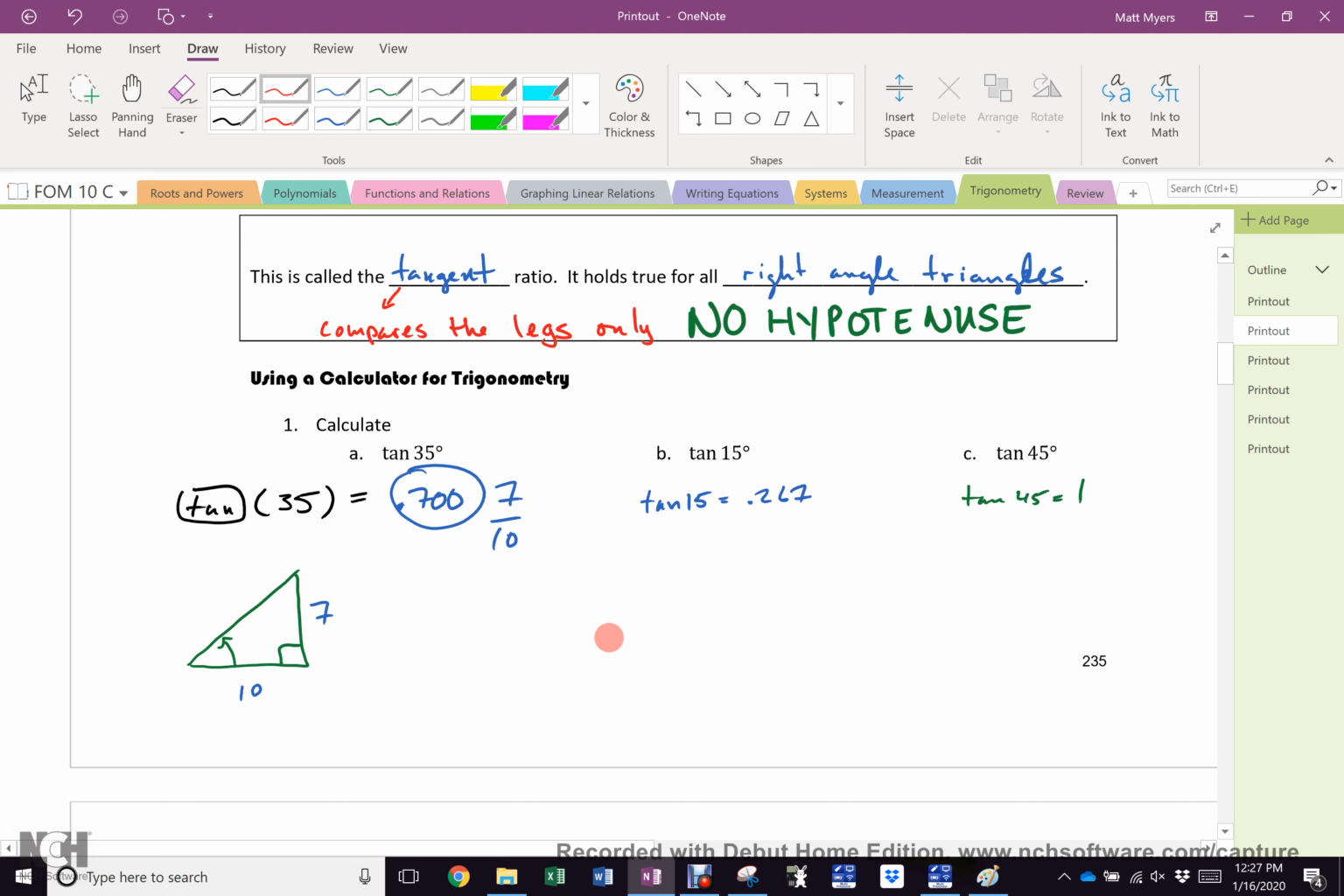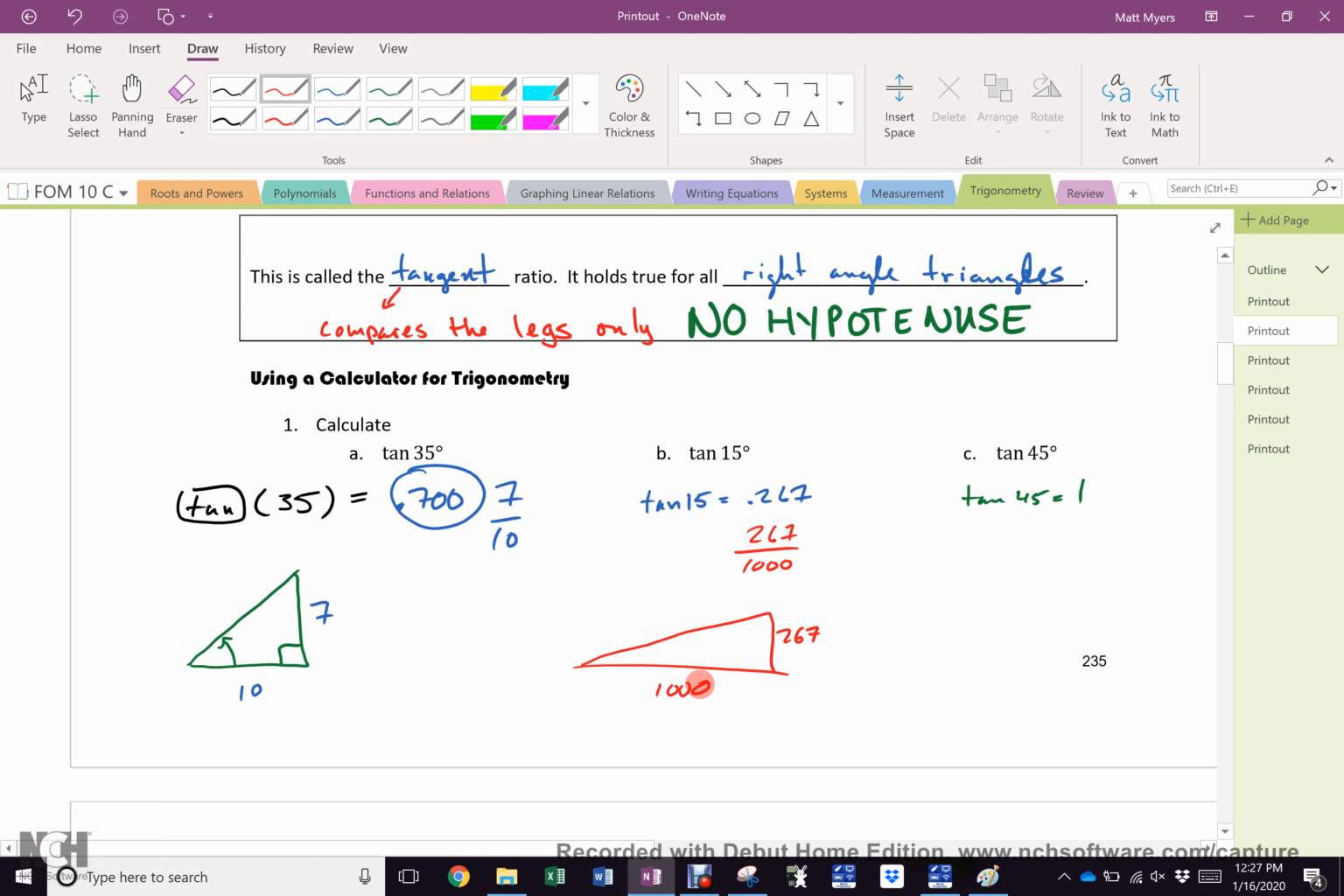What would this triangle look like? Well, 15 is a way smaller angle, yes? What would this be as a fraction? No, I wouldn't do that. I have 3 decimals here. That is 267 thousandths, right? Where does the 267 go? The vertical. Where does the 1,000 go? On the horizontal, right?